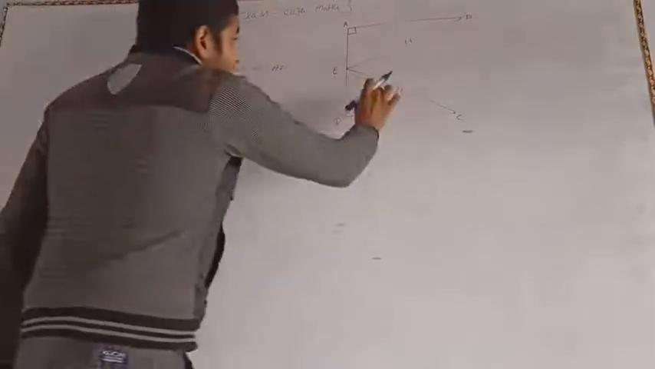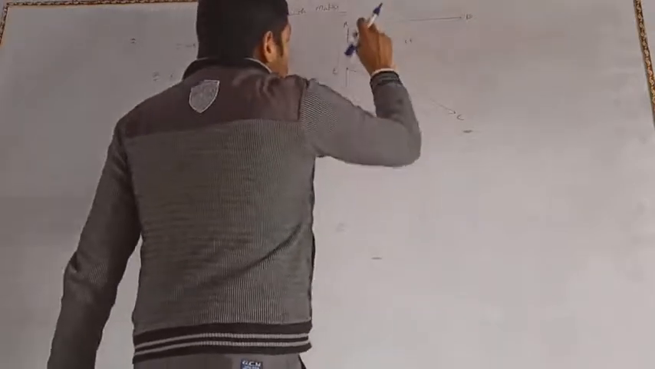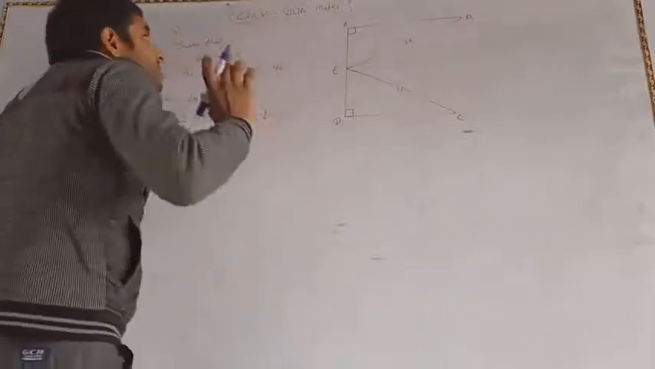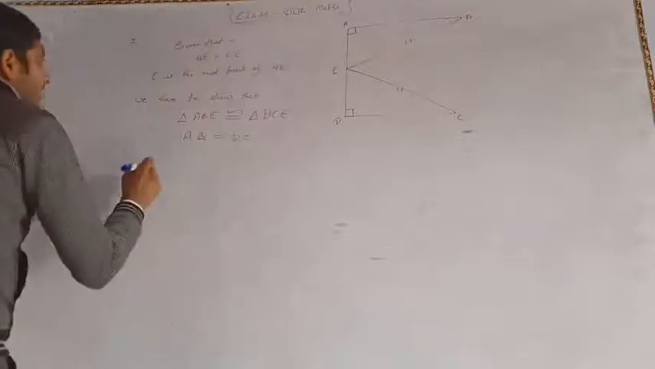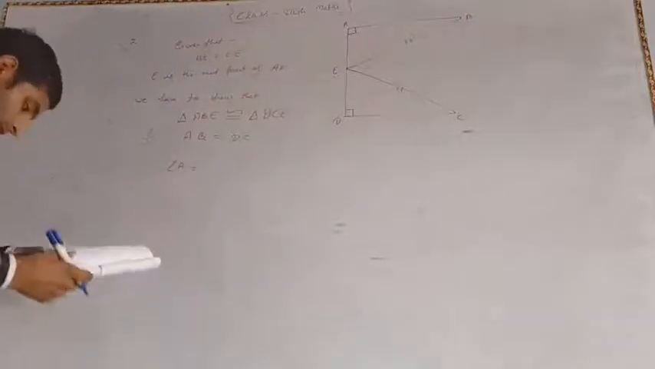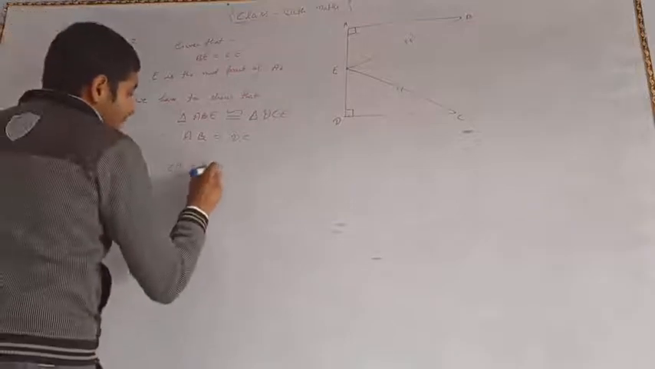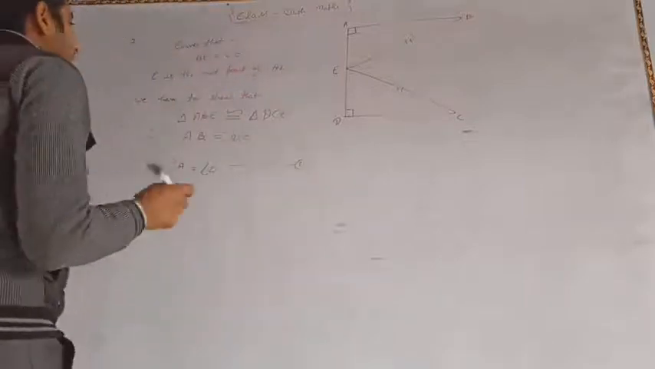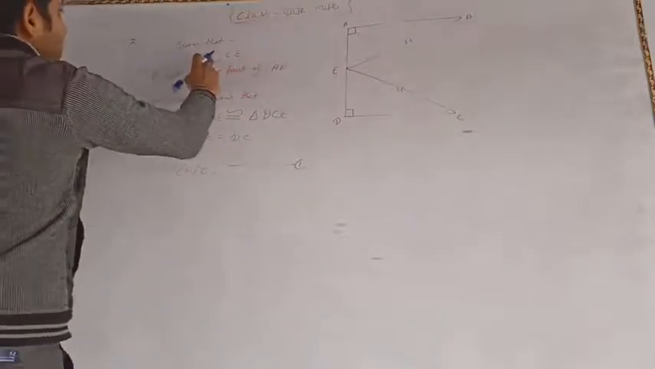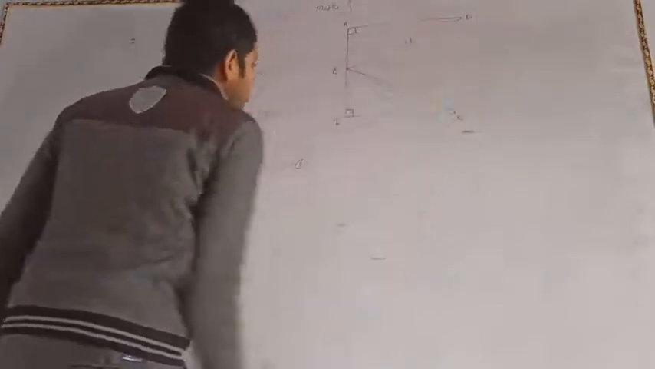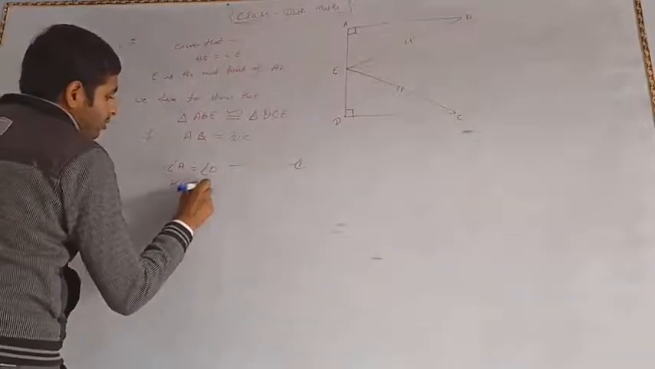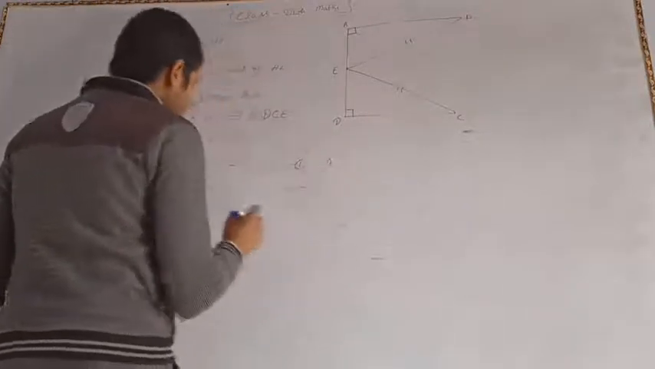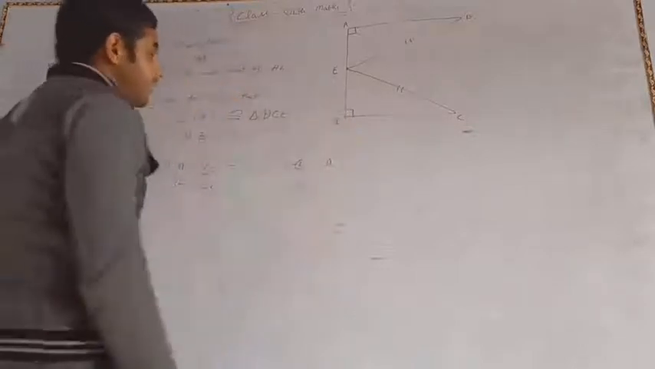This triangle is congruent to this triangle when two sides and one angle of the triangle are the same. Here you can see that angle A is equal to angle D. This is the first condition. Second, we are given that BE is equal to CE. Here angles are the same, and sides are the same in both triangles.